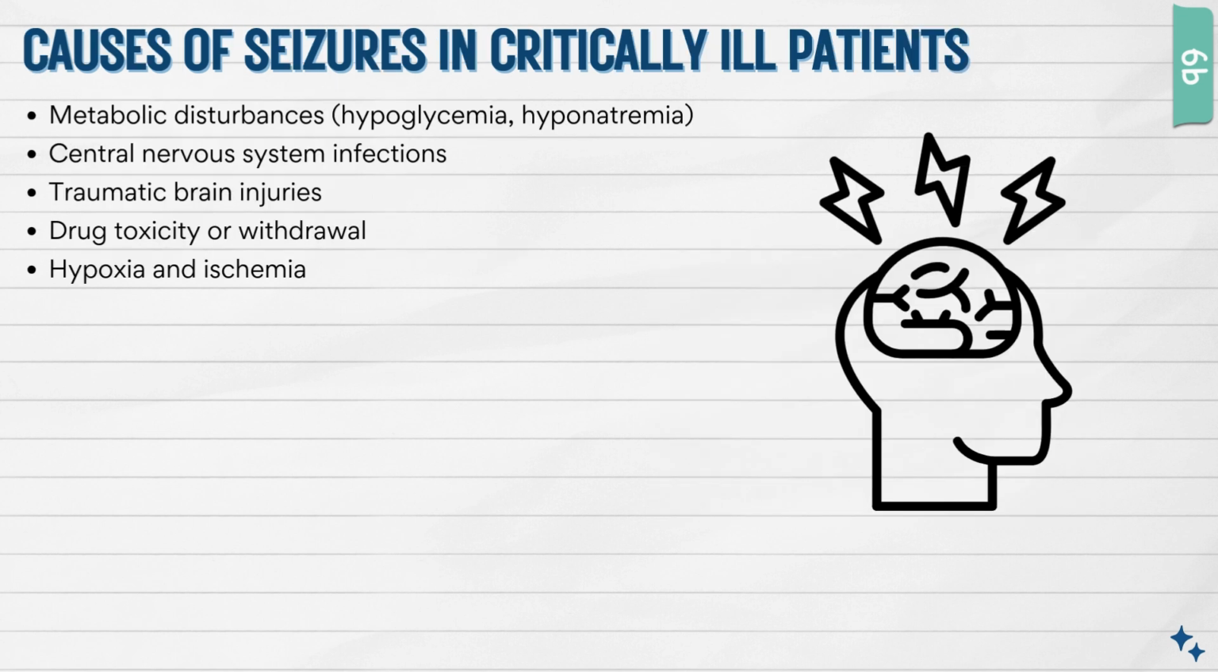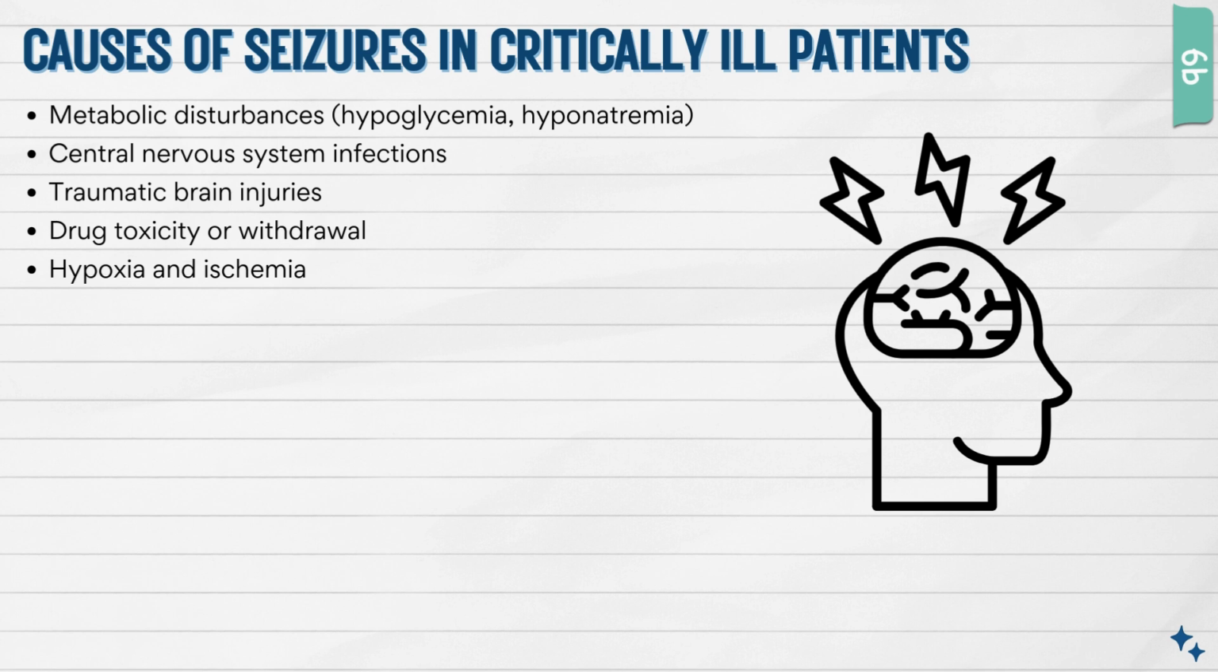So, in critically ill patients, seizures are often symptomatic of underlying issues that require immediate attention. Metabolic disturbances like hypoglycemia, which we all know is low blood sugar, or hyponatremia, low sodium, can provoke seizures because the neurons are highly sensitive to changes in the body's chemistry. Okay. Infections of the central nervous system, such as meningitis or encephalitis, introduce pathogens that can inflame the brain tissue, disrupting the normal function. Traumatic brain injuries can also cause direct damage to neural tissue, which leads to scar formation, and then that becomes a focus for seizure activity.